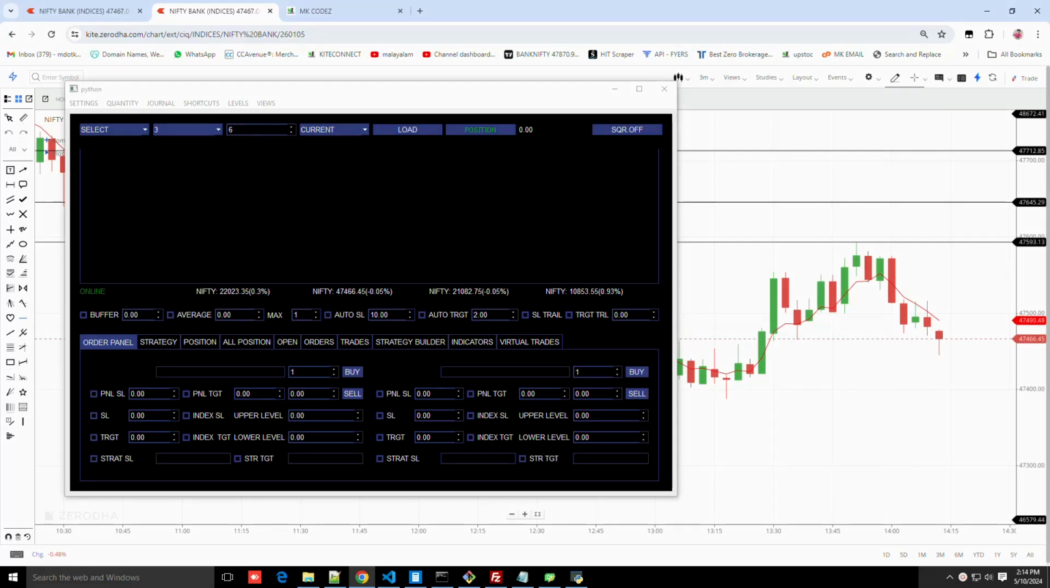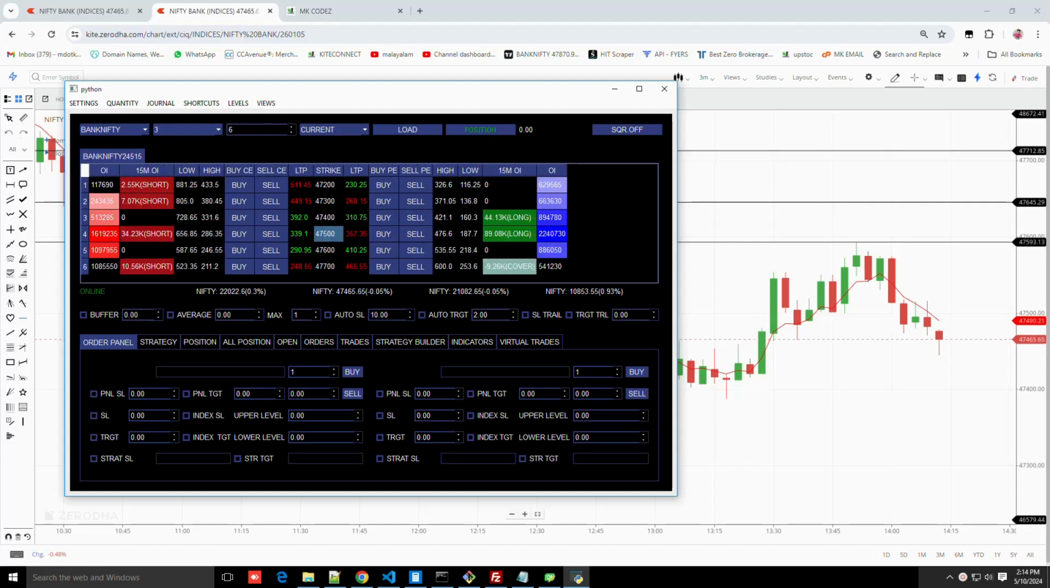In today's video I'm going to show you how to place orders using various candlestick patterns formed near our support or resistance levels, and how to set auto target and auto SL using our scalping software. So first select the index Bank Nifty and load the option chain. Enable SL target, auto SL, auto target.